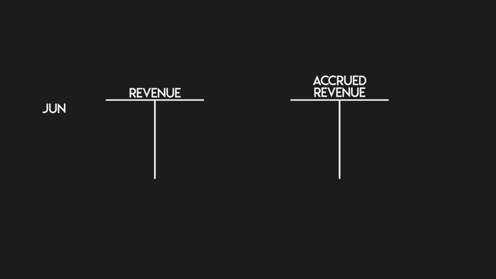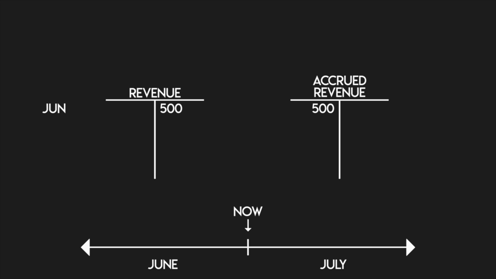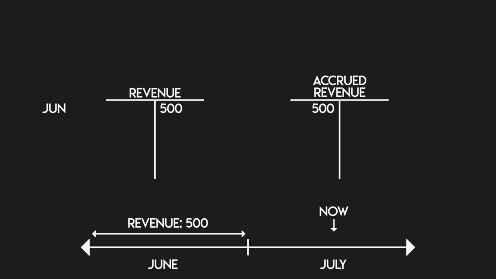You have two T accounts, a normal revenue account in your income statement and an accrued revenue account in your balance sheet. Remember, when using T accounts, debits always go on the left and credits always go on the right. You guessed it. So you credit the right-hand side of your normal revenue account by $500 in your income statement, and you debit the left-hand side of accrued revenue in your balance sheet by $500. This adjusting entry has allowed you to recognize $500 of revenue in your income statement in June, when you earned it.